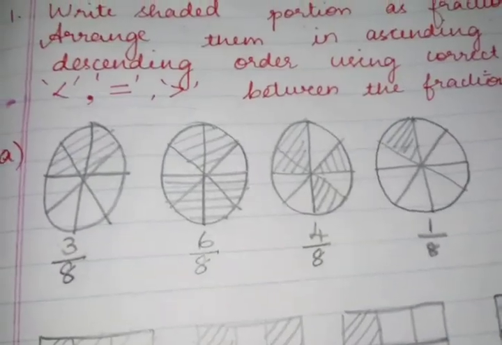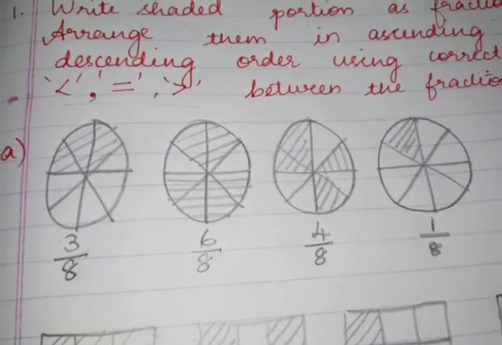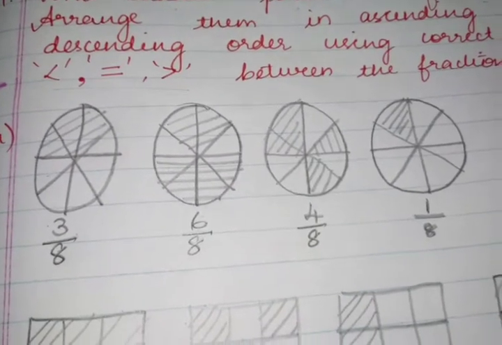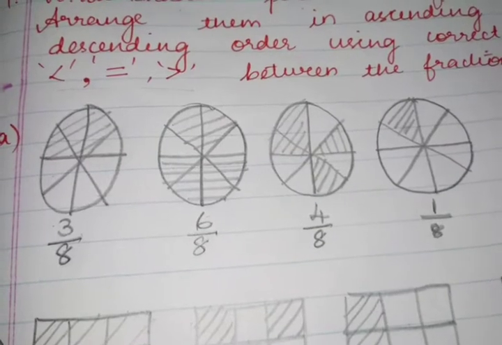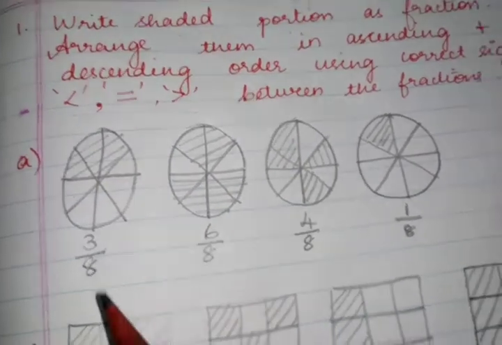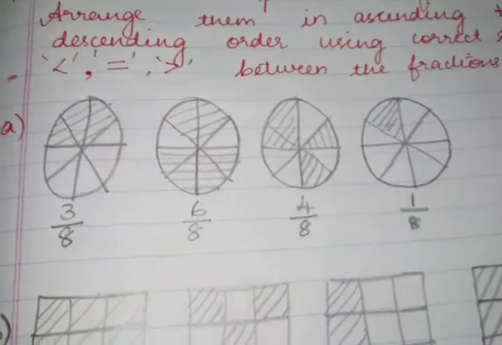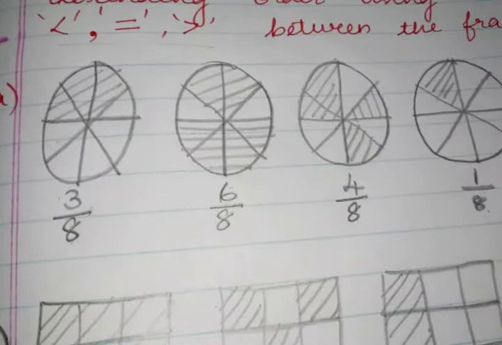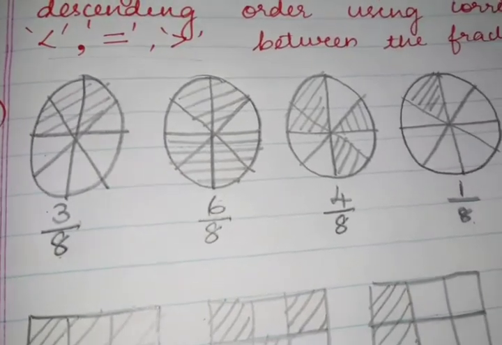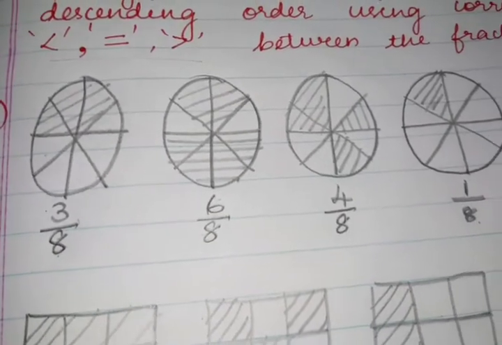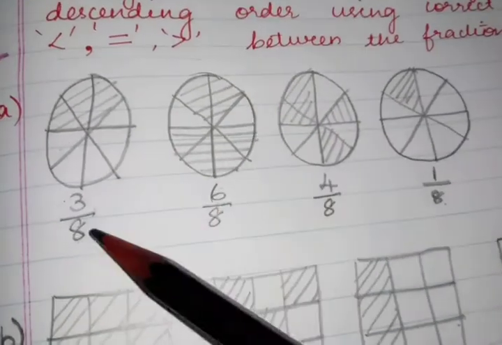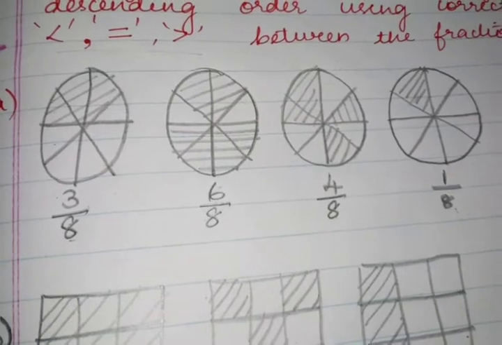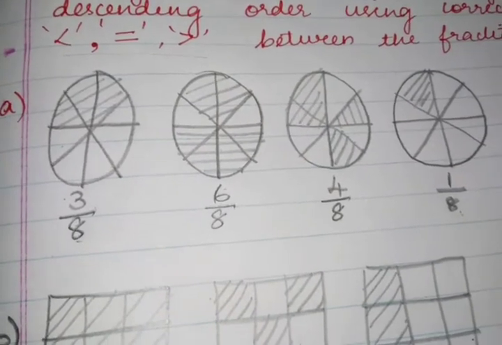What is our next task? We have to arrange them in ascending and descending order. Ascending and descending order can be done only when all the fractions have the same denominator, because only then can we compare all the fractions. Do all the fractions have the same denominator? Yes, they all have the same denominator. So shall we compare the numerators alone?